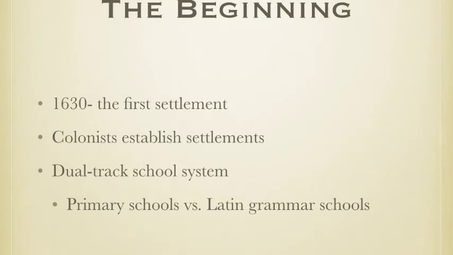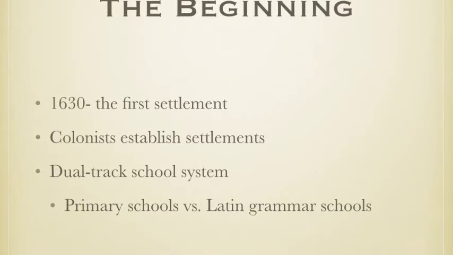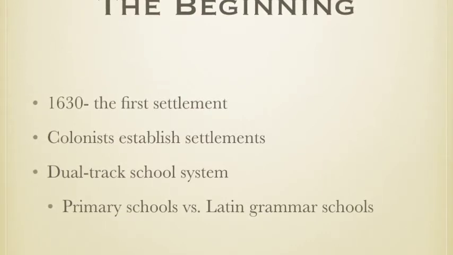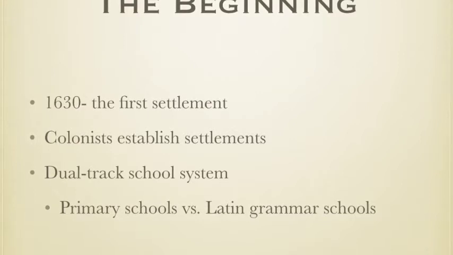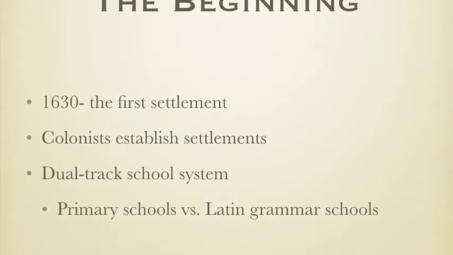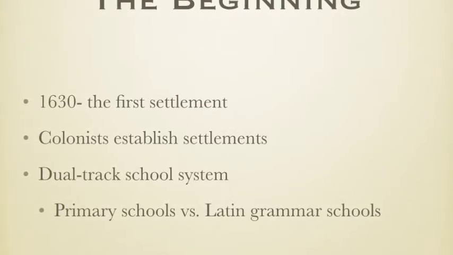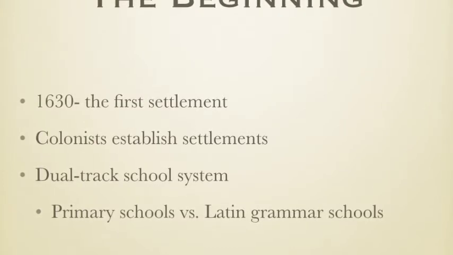The first English settlement arrived in what we know as Massachusetts in 1630. Upon the establishment of settlements across the 13 colonies, communities set up schools based on various religious and socioeconomic factors. The colonies can be divided into three categories based on region: the New England colonies, the Mid-Atlantic colonies, and the Southern colonies. All three groups shared the same educational model, though, the dual-track system.